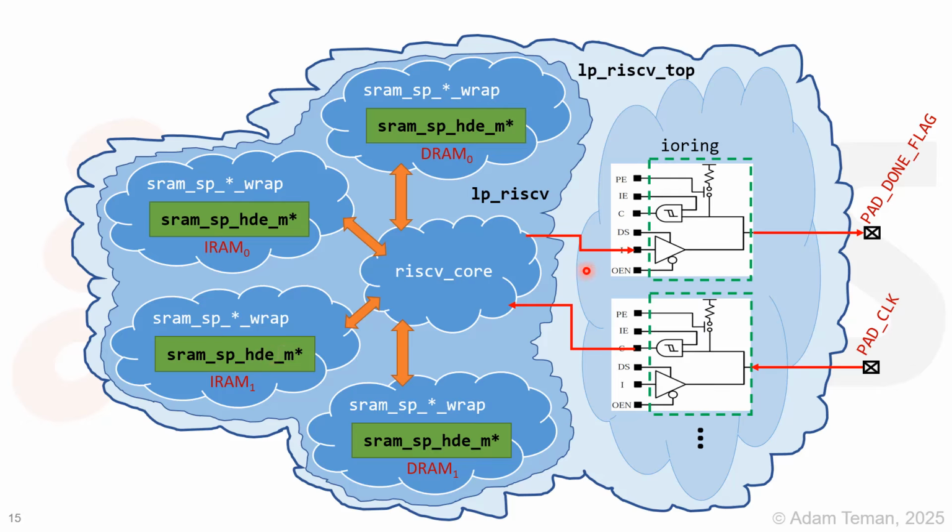We have the IO ring level, and the IO ring has these actual digital IOs and power supplies and so forth, and they are connected to the external interface, which are called pad something. So we have, for example, pad clock, which will be the input of the clock to the chip, and pad done flag is the output of when it says it's done with its operation.